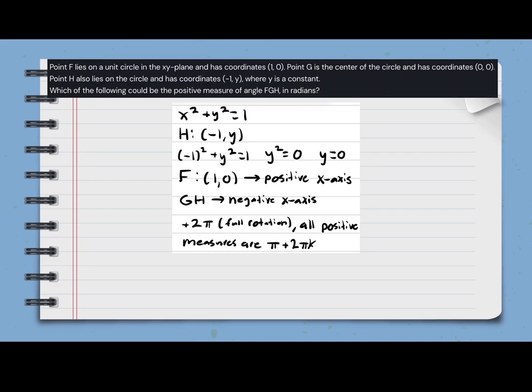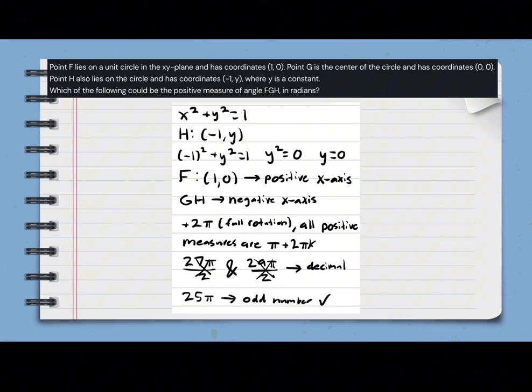Because we're using this formula, we can't use these two options here, because when you have pi plus 2 pi times k, you'll have an odd multiple of pi, since you'll always be adding to that pi. These two are decimals, so that doesn't work. But we do know that 25 pi is an odd multiple of pi, which works here and is our correct answer. So that is it for today's lecture.